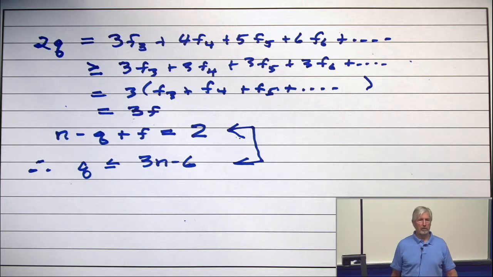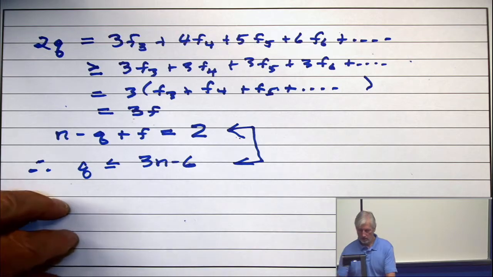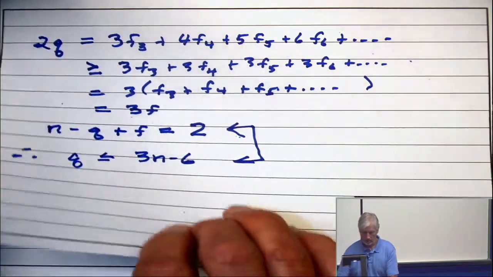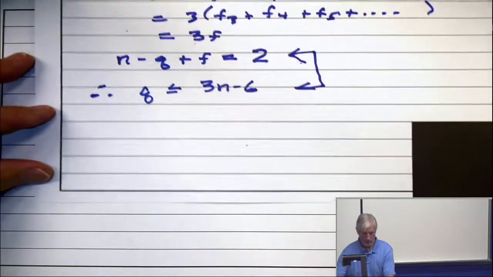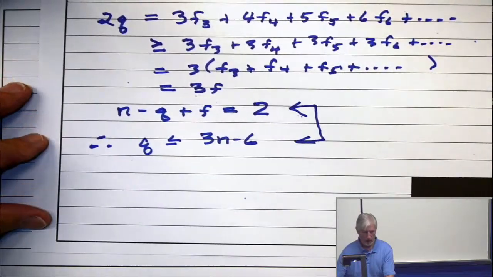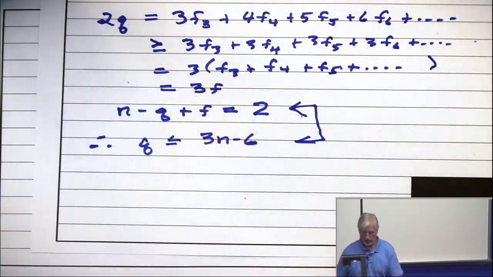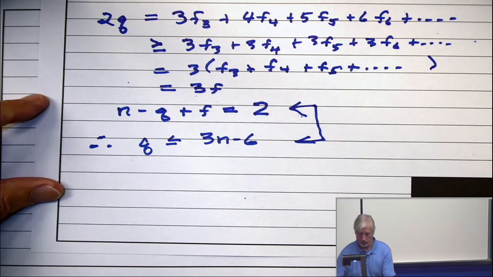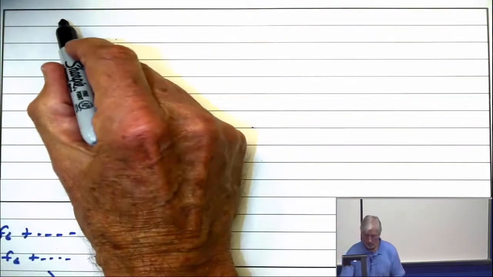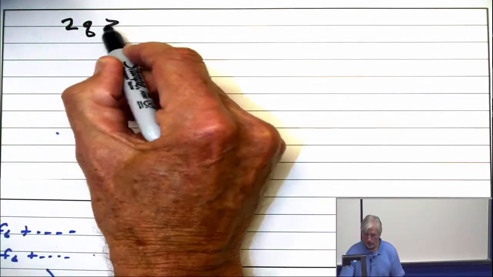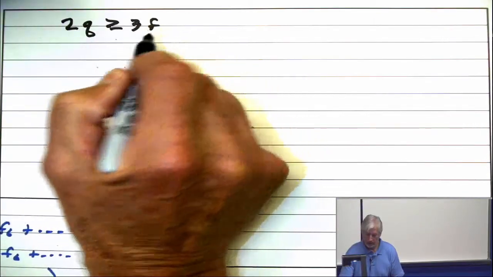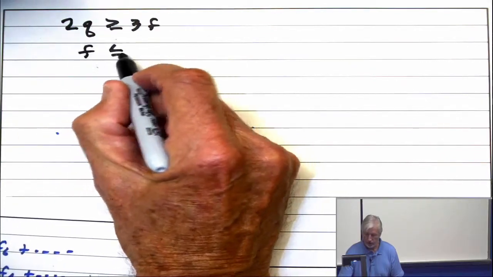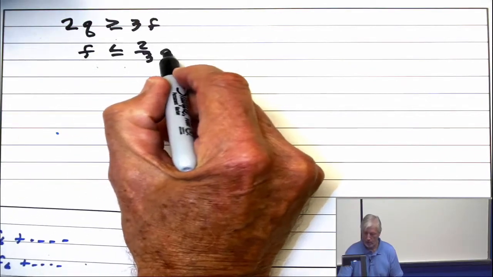Did you get it? So I'm going to summarize this inequality and say that says 2Q is greater than or equal to 3F. Or rewriting it, F is less than or equal to 2/3 Q. Agreed?